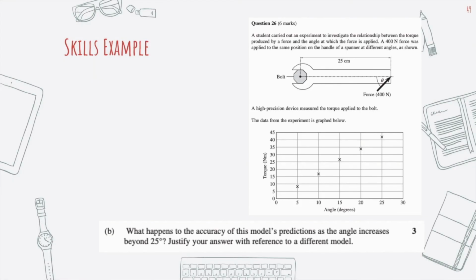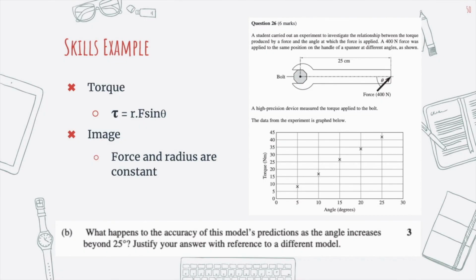We go on to part 2, and section 2 asks what happens to the accuracy of this model's prediction as the angle increases beyond 25 degrees. Justify your answer with reference to a different model. Now, when they use the word model here, we can also think of a different relationship or a formula that might apply to this situation. So, earlier, we identified that torque was given by R multiplied by force sine theta. And from the image, we can see that the applied force and the radius are constant values in this investigation.